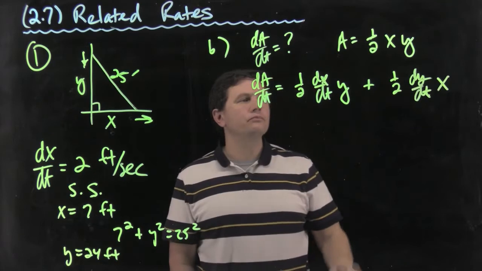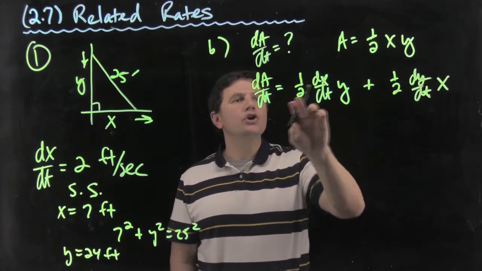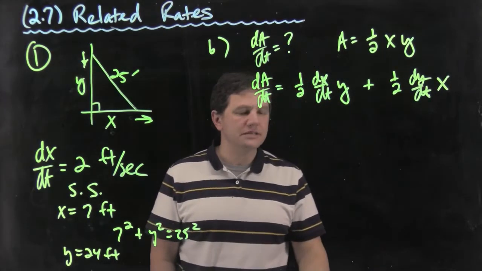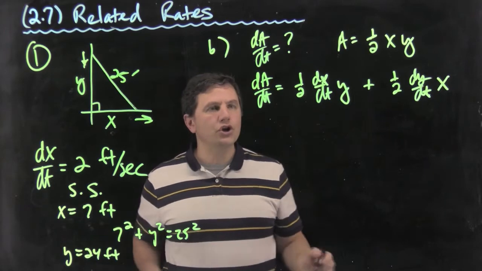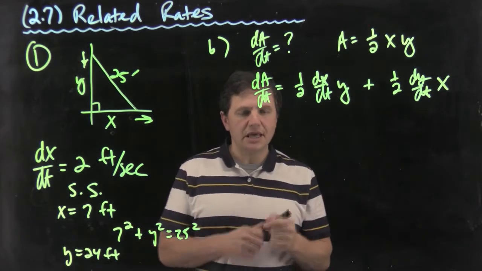Okay, once again, just like before, you know what, I take that back. This is fine, we'll leave it as is. Okay. So now what we're going to do is we're going to plug in our snapshots and solve what we're looking for. In this case, it is dA over dt.